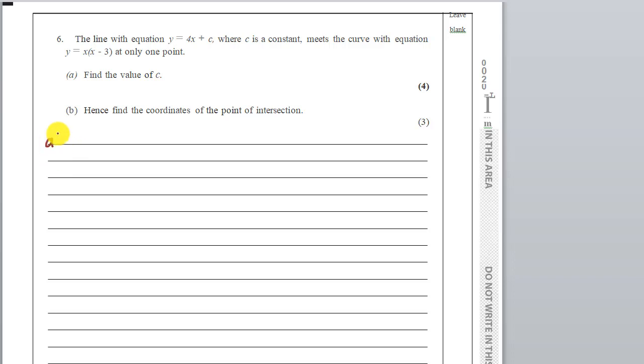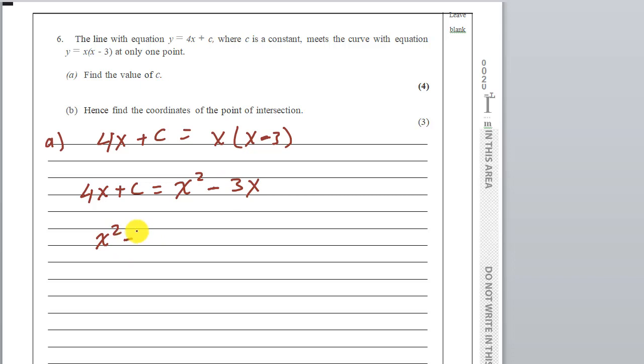So this is part A. Now we have two equations. These two equations are equal when they meet at the same point. So 4x plus c will equal x multiplied by x minus 3. So 4x plus c equals x squared minus 3x.